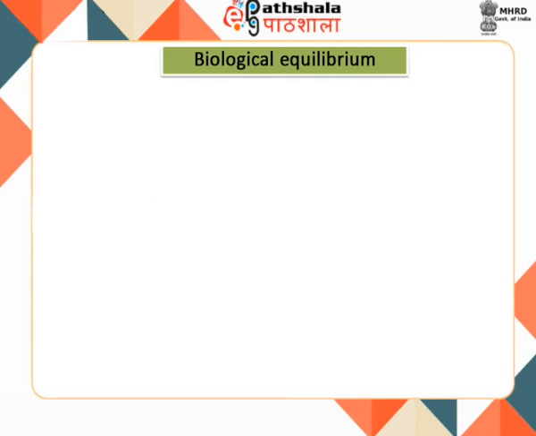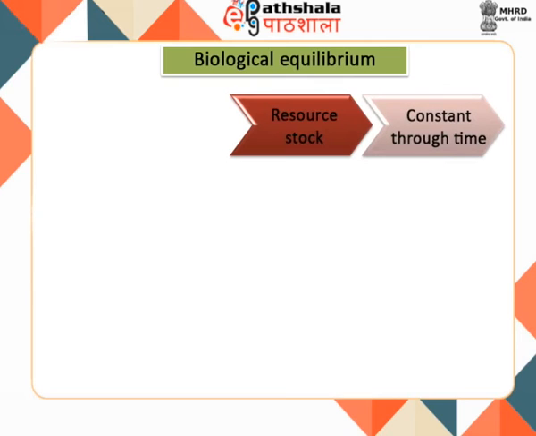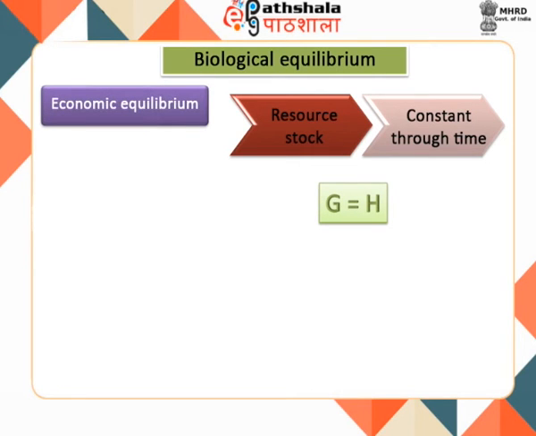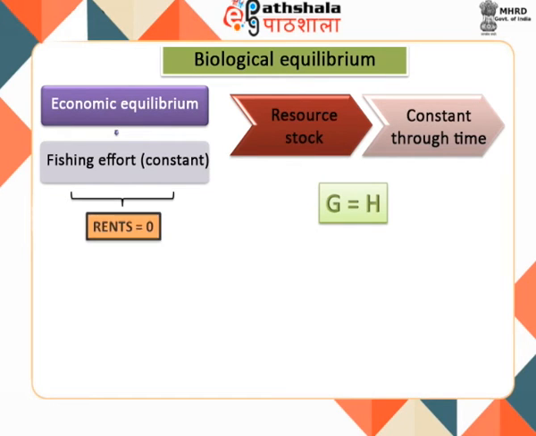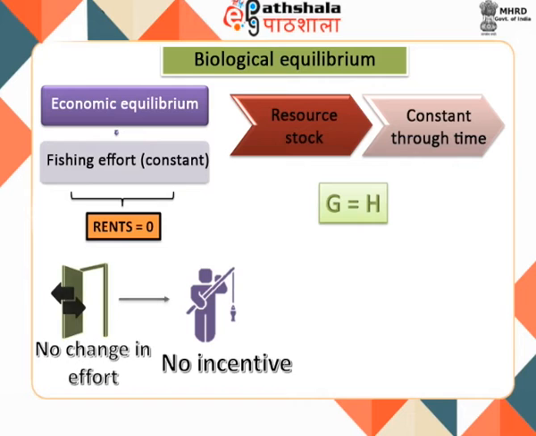Biological equilibrium occurs where the resource stock is constant through time, that is, it is in a steady state. This requires that the amount being harvested equals the amount of net natural growth, G equals H. Economic equilibrium requires that the amount of fishing effort be constant through time. Such an equilibrium is only possible in open access fisheries when rents have been driven to zero, so that there is no longer an incentive for entry into or exit from the industry, nor for the fishing effort on the part of existing fishermen to change.